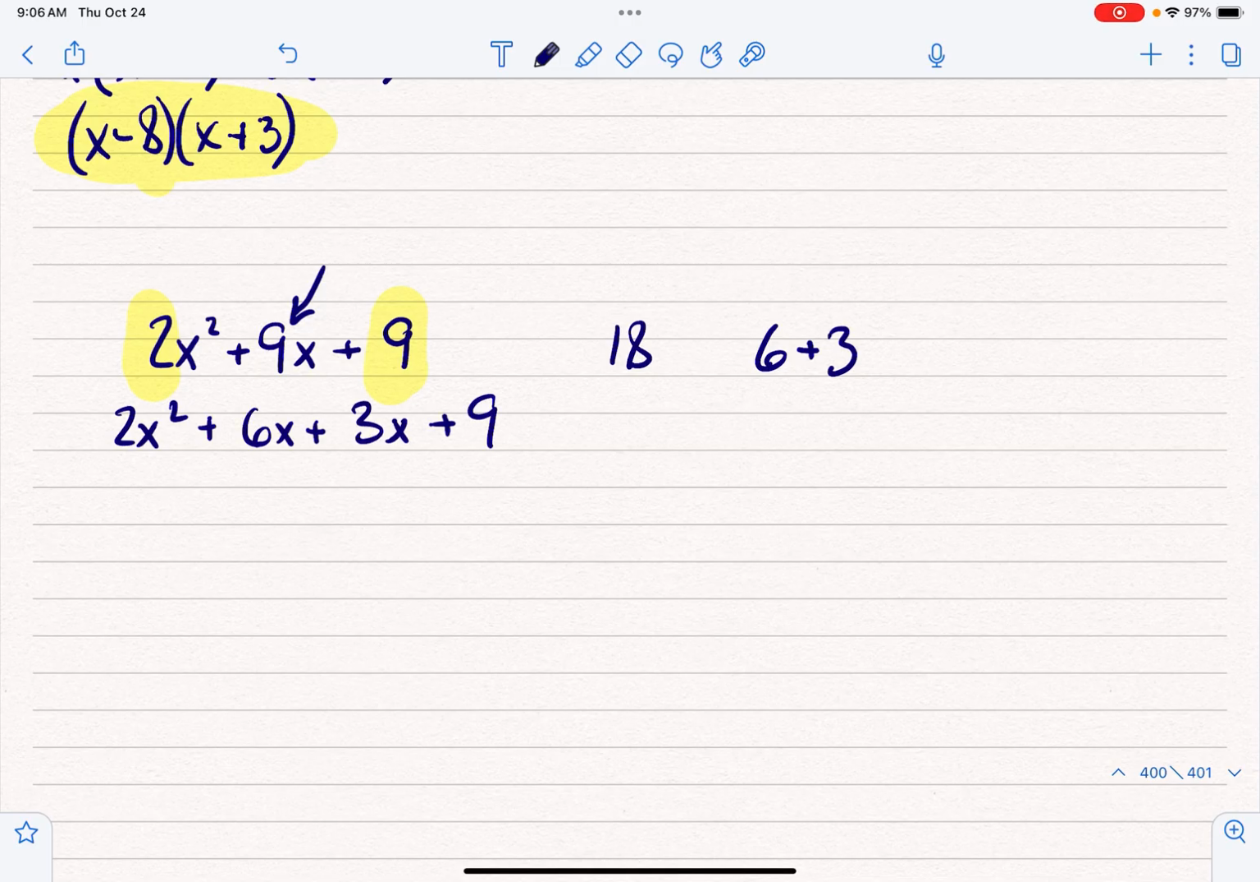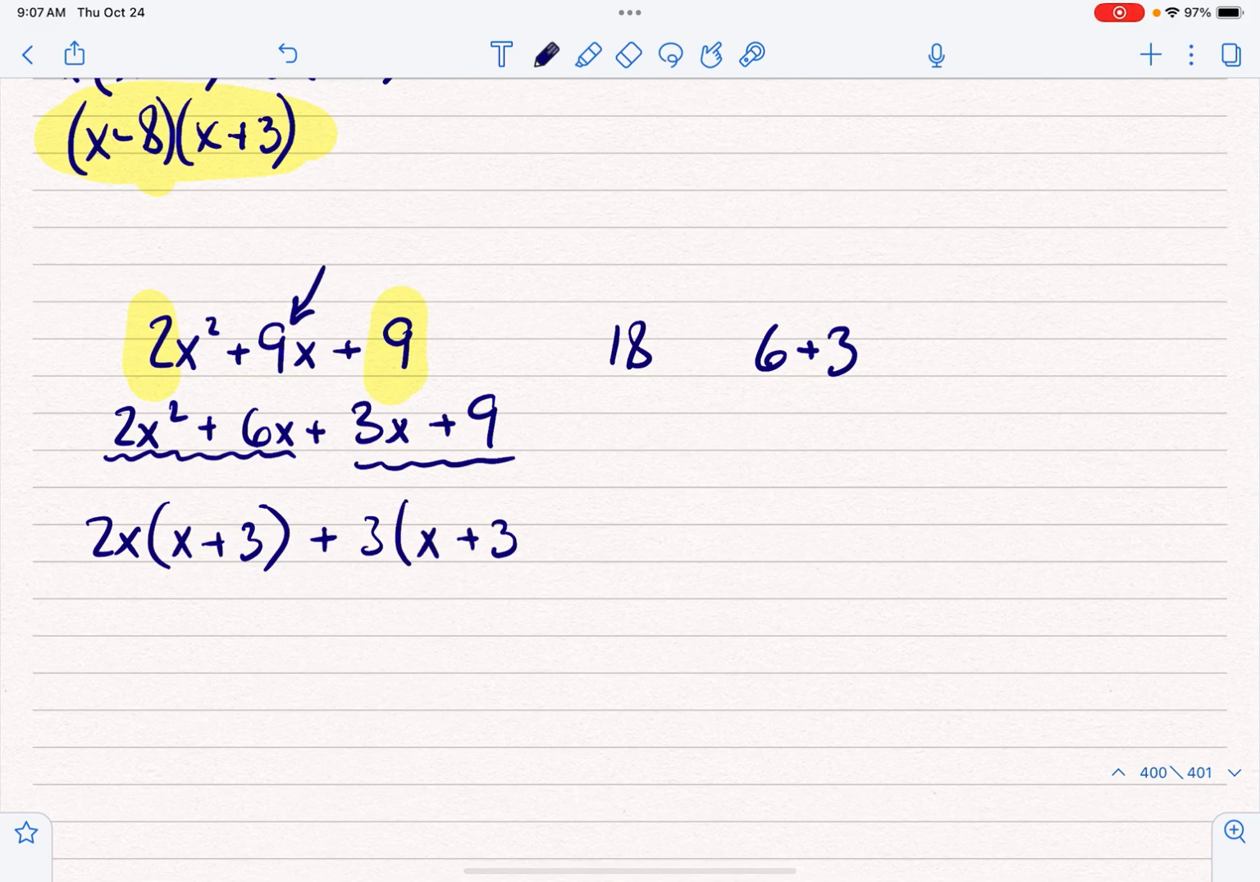I do my method, this factor by grouping. I split that middle term into the two terms and now factor just these two. I can take out a 2x, which leaves me with x plus 3. Out of these second two, I can take out a 3, which leaves me with x plus 3. Now I bring that x plus 3 to the front, and I'm left with 2x plus 3.